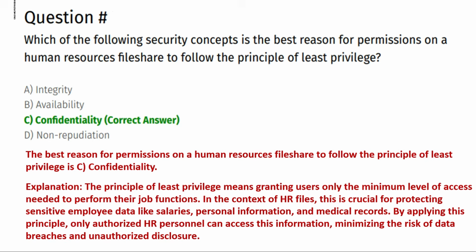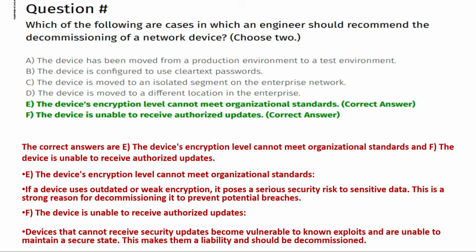The principle of least privilege means granting users only the minimum level of access needed to perform their job functions. In the context of HR files, this is crucial for protecting sensitive employees' data like salaries, personal information, and medical records. By applying this principle, only authorized HR personnel can access this information, minimizing the risk of data breaches and unauthorized disclosure. So that's why the correct answer for this question is option C, confidentiality. So let's move to the next question.